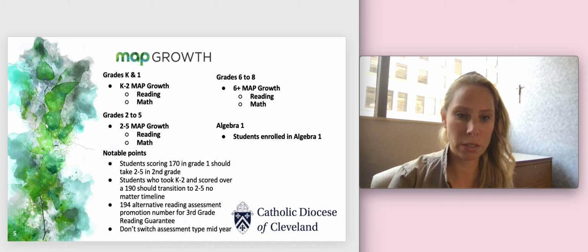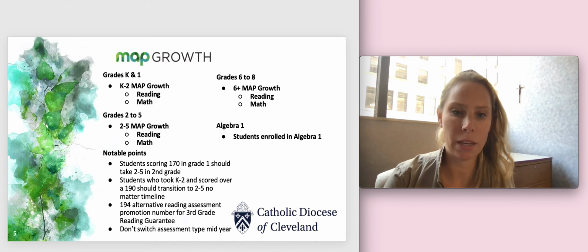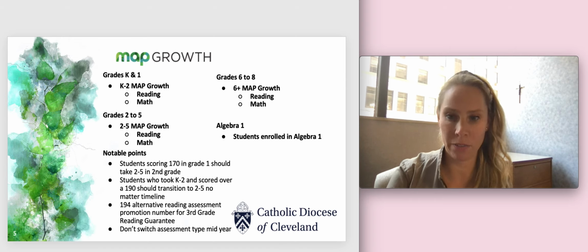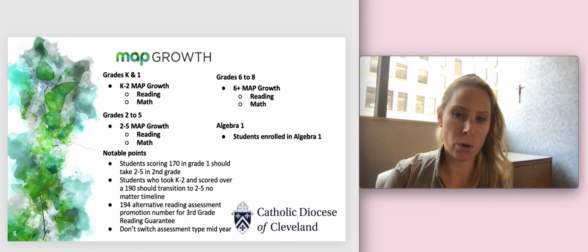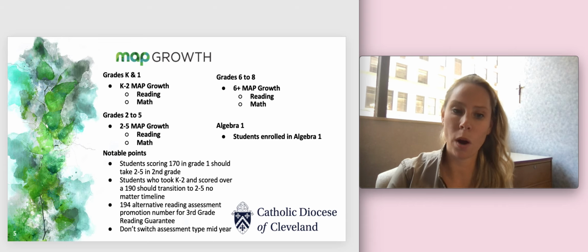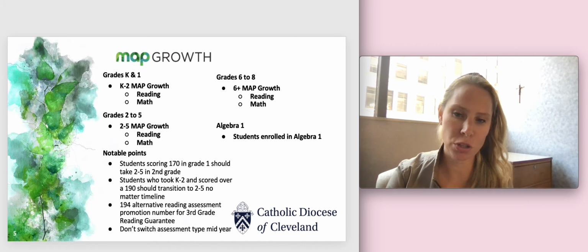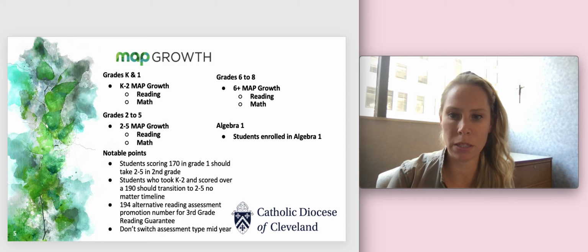A couple points to note. If a student in K-2 scores over 190, you should transition them to the 2 to 5 assessment, no matter what grade they're in. If you have 3rd graders looking for the 3rd grade reading guarantee score, that is a 194. That is the number. It didn't change for this coming school year. If you ever have any questions about which assessment you should be giving your students, just reach out to me and I'm happy to collaborate with you.